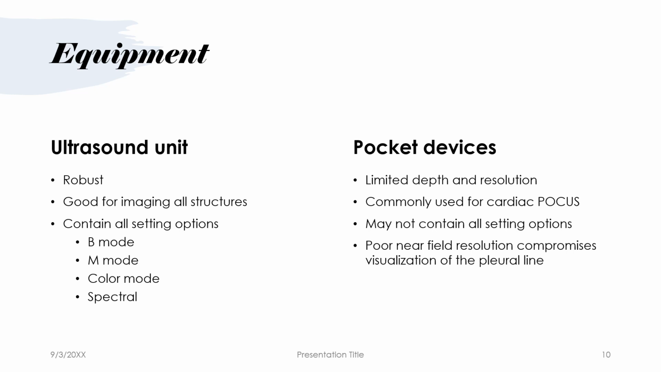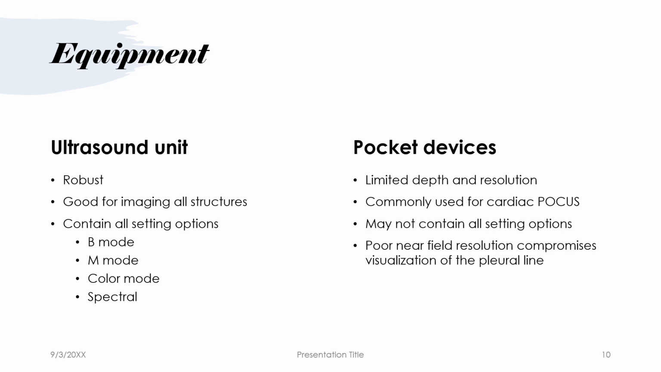Now, the other extreme of the options would be the pocket devices. So these are things like the Butterfly, the V-Scan Air, those types of things that you can quickly link to maybe your iPhone or an iPad and image it. They're very portable. You can image your patient easily at the bedside. The problem with these, however, is that they have limited depth and they have significantly less resolution than your general units. They're most commonly used for point-of-care ultrasound cardiac exams.